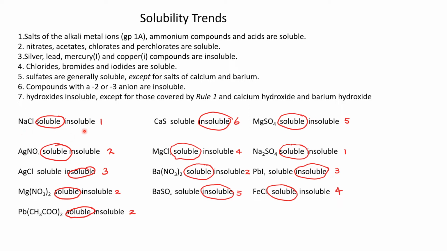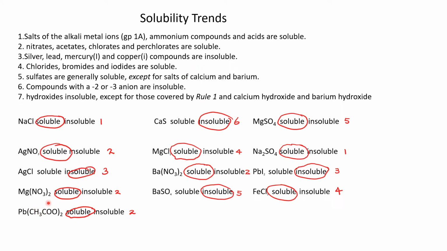Rule number 1 says salts of alkali metal ions are soluble. So, sodium chloride is soluble. Silver nitrate. Rule number 1 does not apply to silver nitrate. However, rule number 2 says nitrates are soluble. So, silver nitrate is soluble. Silver chloride. 1 and 2 do not apply. However, rule number 3 says silver compounds are insoluble.